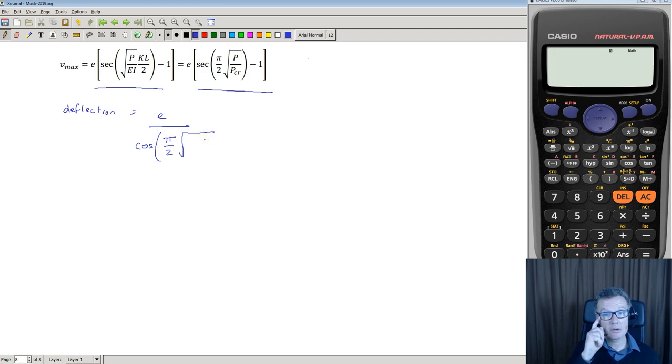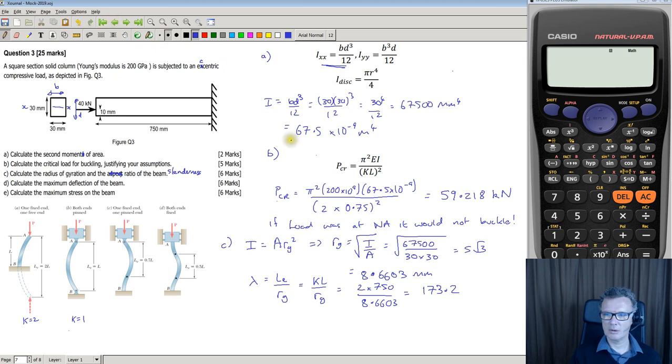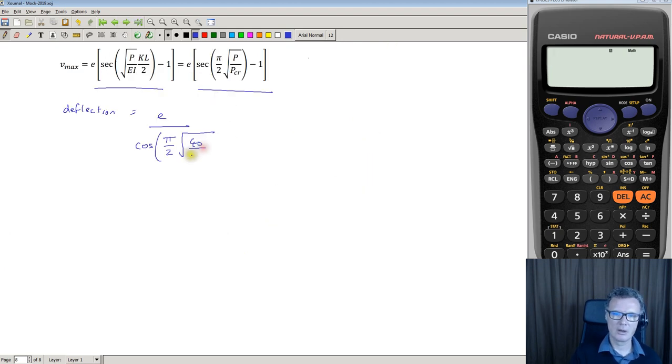Right, my critical load, I can remember that was 40. Oh, sorry, my applied load is 40. My critical load is 59.218. Notice again, I've been a bit naughty there. That's in kilonewtons, that's in kilonewtons, so I'm okay about that. So I need to put that all in a bracket and then take away 1.